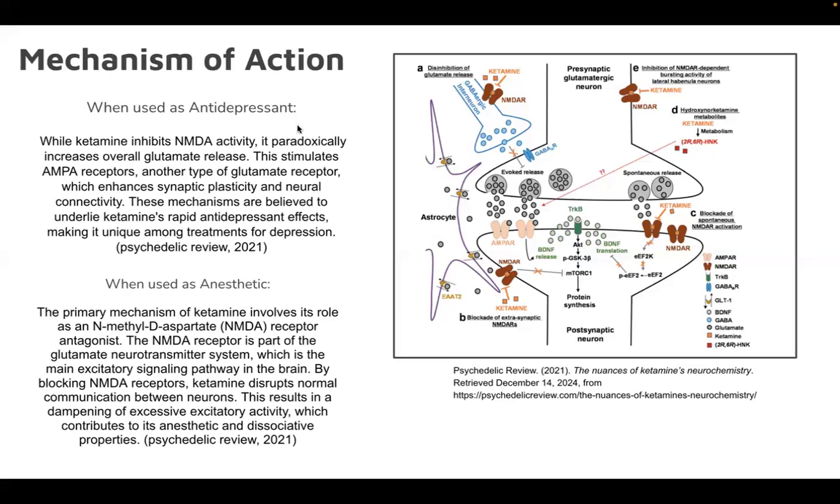So then when it is used as an antidepressant, while ketamine inhibits NMDA activity, it increases overall glutamate release. This stimulates AMPA receptors, another type of glutamate receptor, which enhances synaptic plasticity and neural connectivity. These mechanisms are believed to underlie ketamine's rapid antidepressant effects, making it unique among treatments for depression. So yeah, it kind of just has two. And here's a chart that I found from Psychedelic Review that I felt was really good at explaining the mechanism of action.